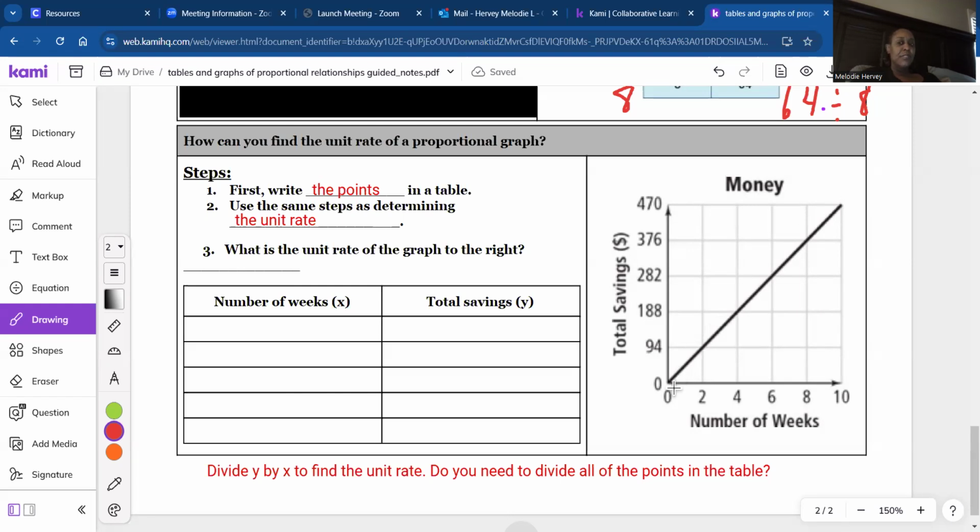Now we're going to put some points on it. The graph is this proportionally shaped line, meaning as the number of weeks is increasing, so is the total savings increasing. As one is going up, the other's going up. So that's what we mean by a proportional relationship.